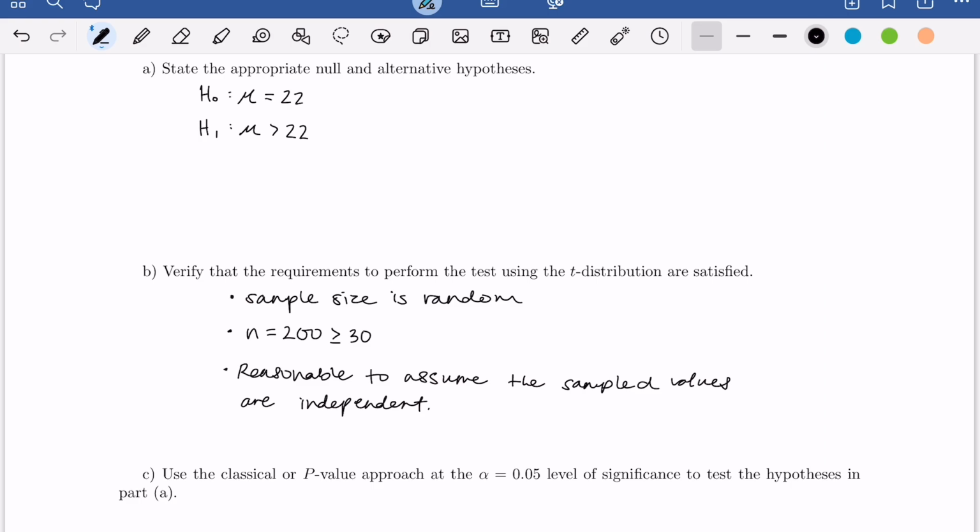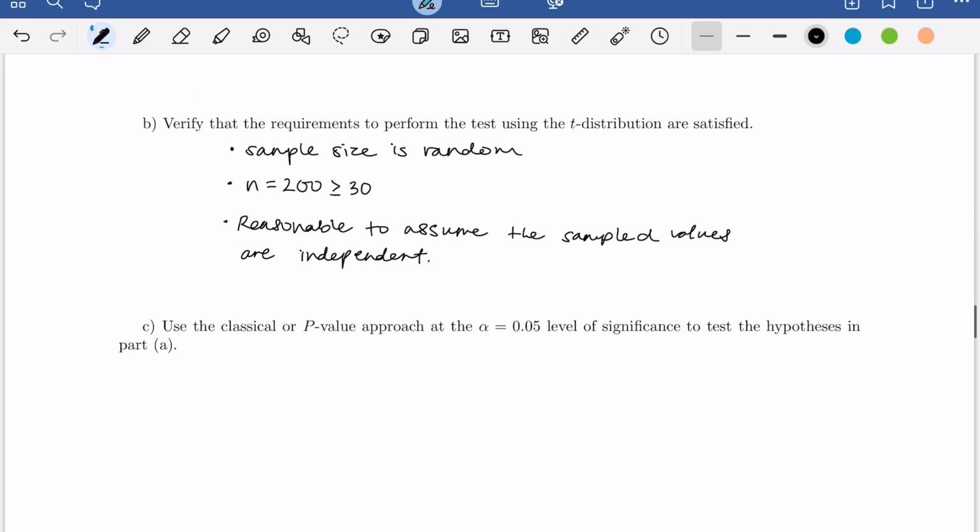All right, so that brings us to part C here. So we're told to use the classical or p-value approach to test the hypothesis in part A with the 0.05 level of significance. For this problem, I'm going to be doing both methods, so you can check your work for whatever method you choose to use.